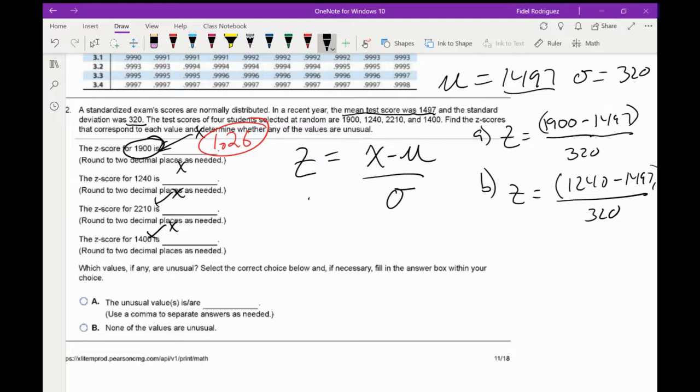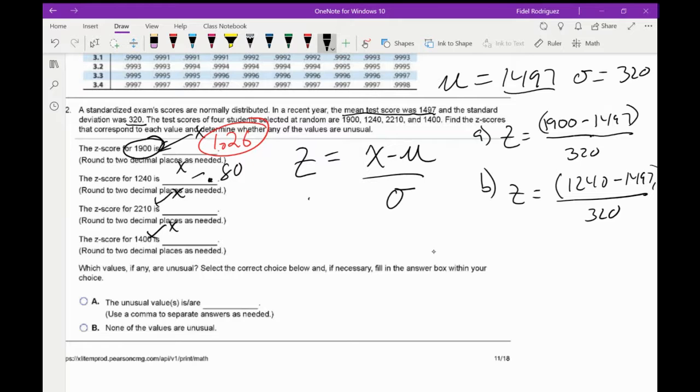And guys, instead of me pulling up the calculator every time, I'm just going to do this here on my calculator. We did the first one already. So I think we got an idea. 1240 minus 1497, and then we're dividing it by 320. And if I go to 2 decimal places, did anybody come up with a negative 0.80? Negative 0.80. Perfect. Right there.